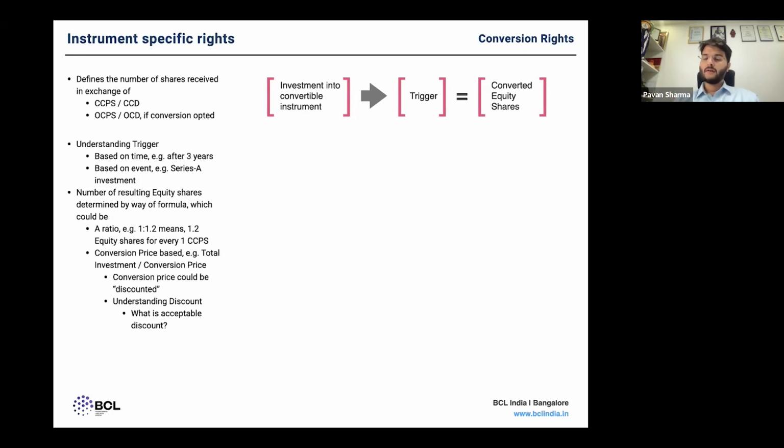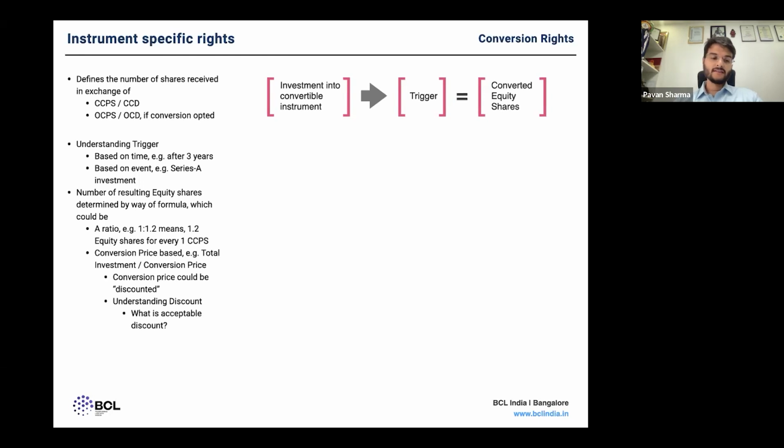Either it can be a ratio which says that for every one preference share, you would get one equity share, or in my example, 1:1.2, meaning 1.2 equity shares for every one CCPS, or the conversion could be based on a price. Now, the conversion price itself could be determined in the next investment round. So, for example, you've raised investments in October 2024. Your next investment could be in, say, March 2026. The price in March 2026 with a certain discount could be the conversion price for the CCPS.